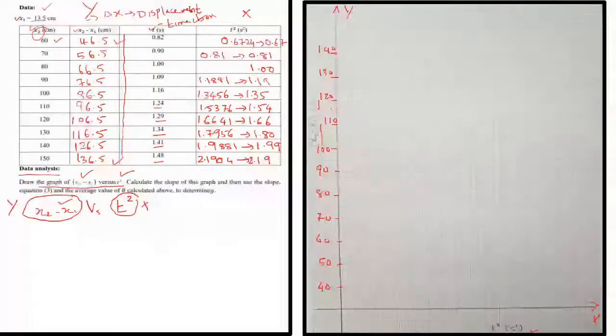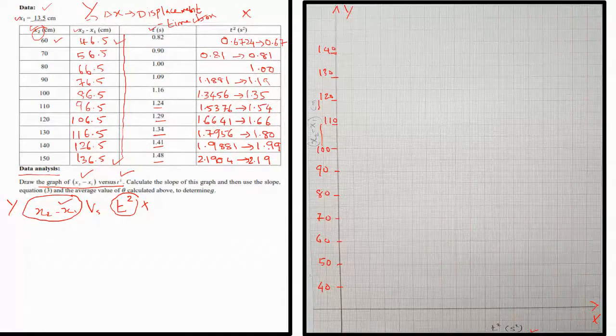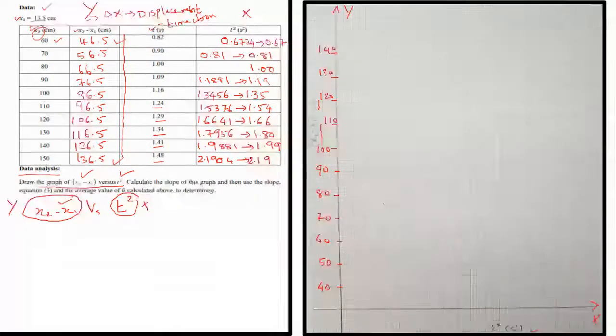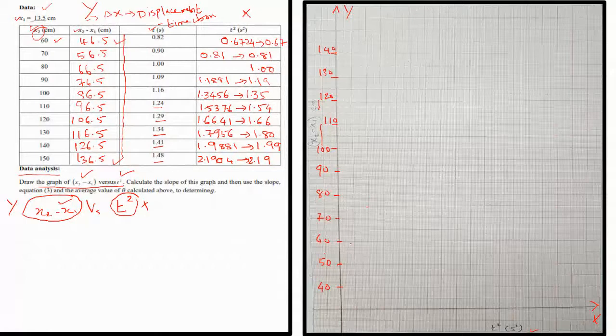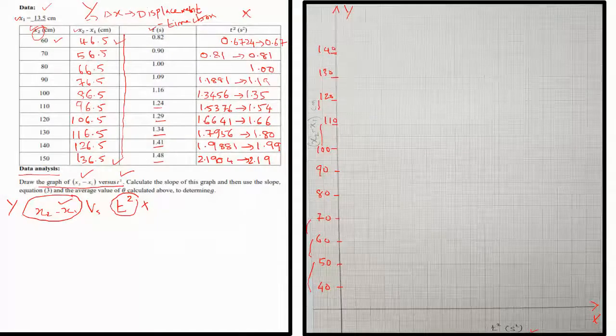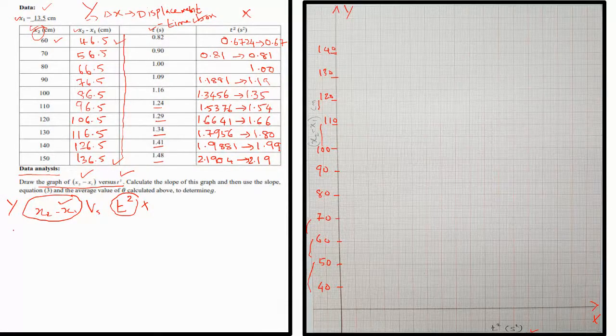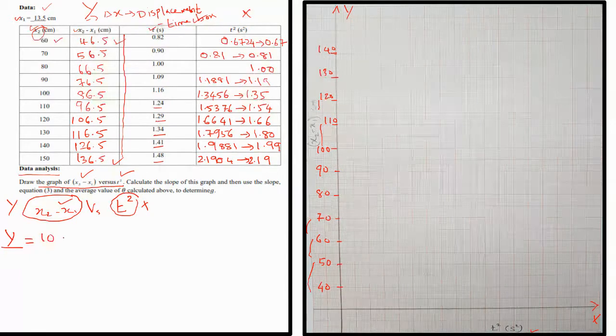Now, the most important thing, what is the interval between each two points? What is the interval between each point? 10. What is the difference here? 10, 10. What is the difference here? 10. So I just maintain my regular interval. So for my y-axis, what is my regular interval? For my y-axis, my regular interval is 10.